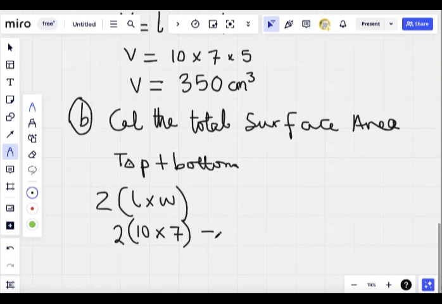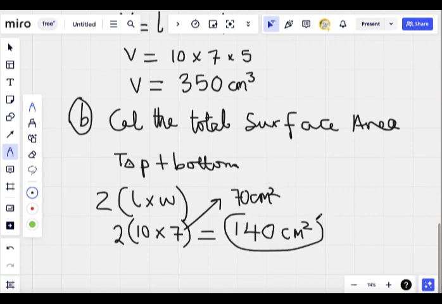So this 140 is for top and bottom, 140 centimeters square. Because we are doing area, it's square, it's not volume. For only the top, your answer will be 70 centimeters square. But because we are doing top and bottom, the opposite faces are equal, so our answer for top and bottom is 140.